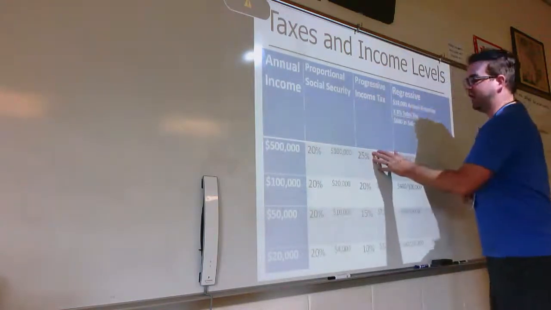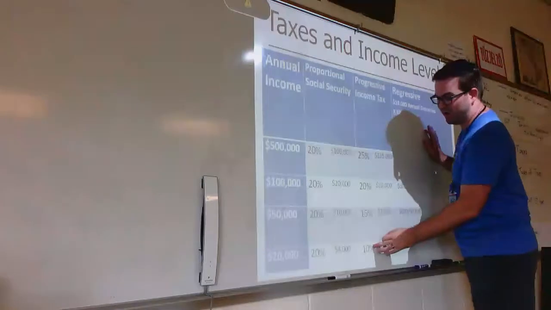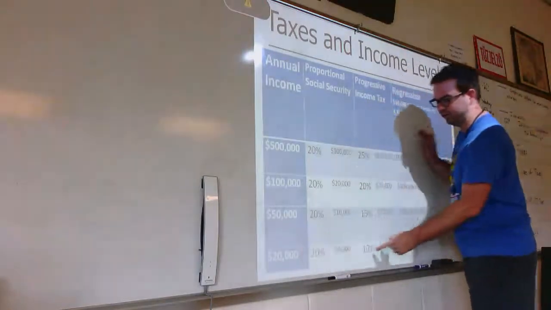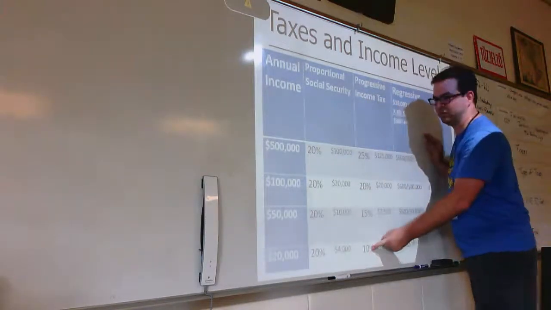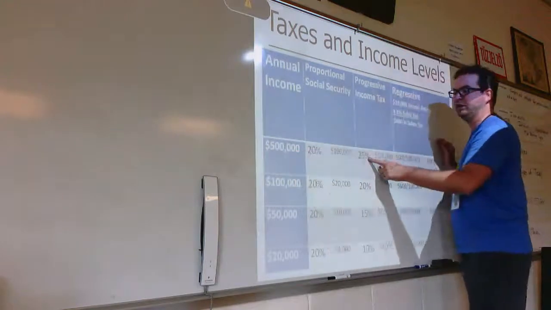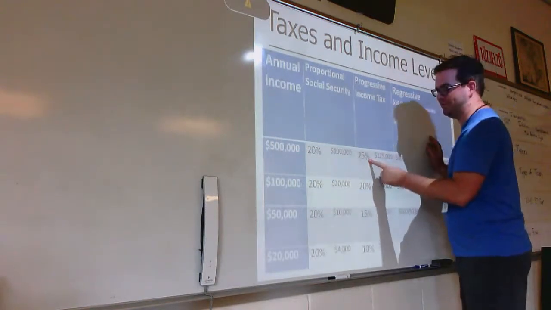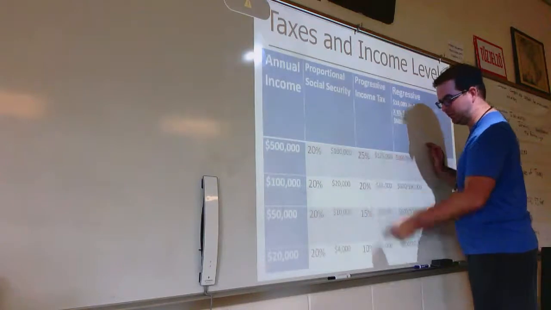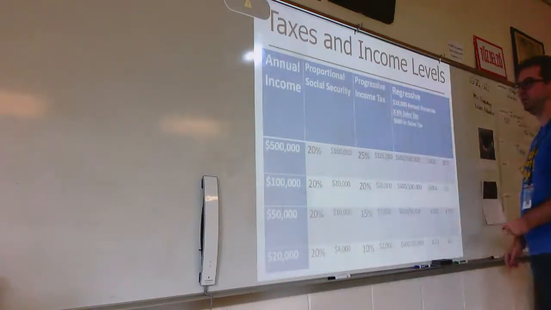Alright, a progressive tax, the more money you make, the more heavily you're taxed. At $20,000, the tax bracket's going to be about 10%. At $500,000, that tax bracket's going to be at about 25%. So the more money you make, the more heavily you're going to be taxed with a progressive tax.